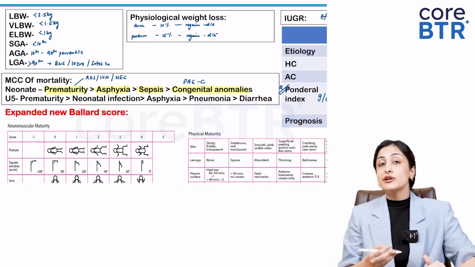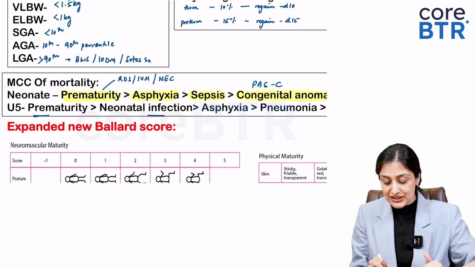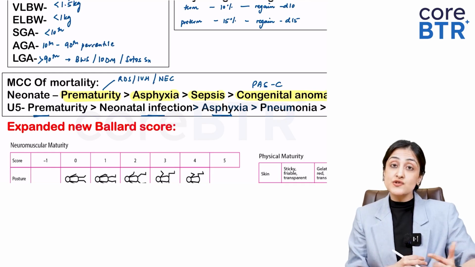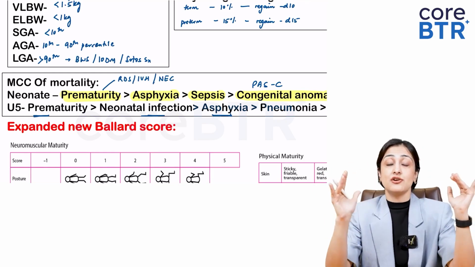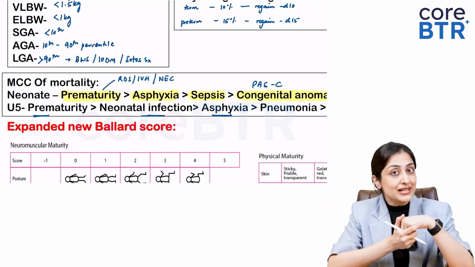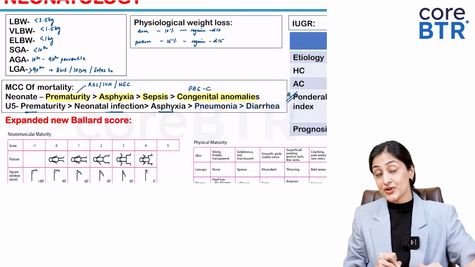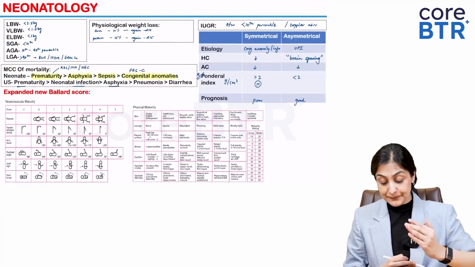When we talk about under 5 mortality, you can see how still prematurity, neonatal infection and asphyxia, 3 of the topmost causes are neonatal. So that tells you neonatal deaths must be forming the largest chunk of the under 5 mortality. And then 2 specific causes: pneumonia, diarrhea, right? Infectious diseases. So this is about the mortality.